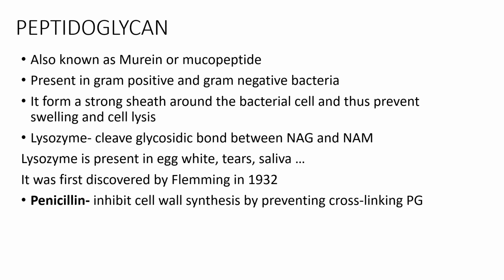So peptidoglycan is present in the bacterial cell wall and it is also known as murein or mucopeptide. It is present in gram-positive as well as gram-negative bacteria. In the gram-positive bacterial cell wall, it is a major component, whereas in the cell wall of gram-negative bacteria, it is a minor component. It forms a strong covering around the bacterial cell wall and thus prevents swelling and the cell lysis of the bacterial cell.